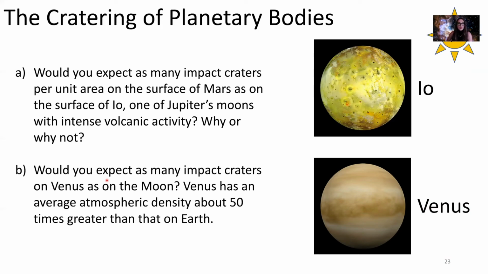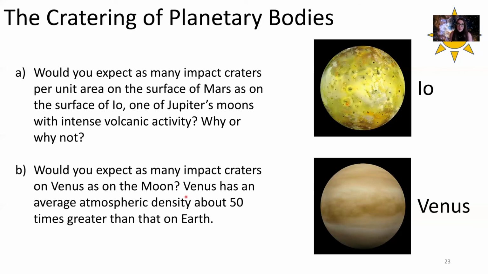Above the question box. I want you to answer these two questions for your points for the engagement check. Using information that we just learned, would you expect as many impact craters per unit area on the surface of Mars as on the surface of Io, right here, one of Jupiter's moons with intense volcanic activity? Why or why not? And then, would you expect as many impact craters on Venus as on the moon?